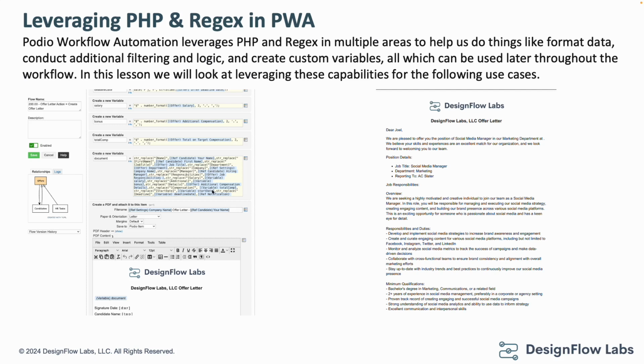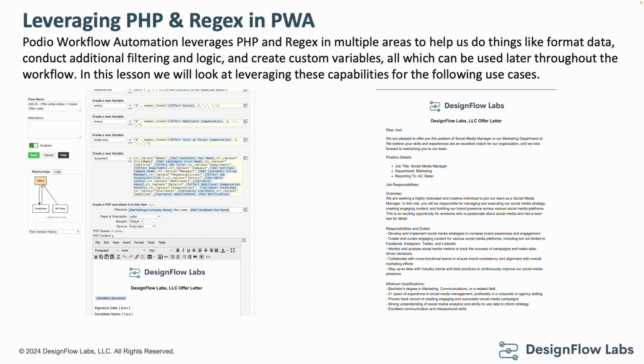That said, what we did is we were able to leverage variables, and again, the PHP and Regex capabilities here to really make this thing look nice. So taking data from Podio and pulling it in so we could format things like our salary, which, if you're grabbing just the regular Podio dollar field or money field, doesn't look all that great. We were able to do the same thing with bonus.